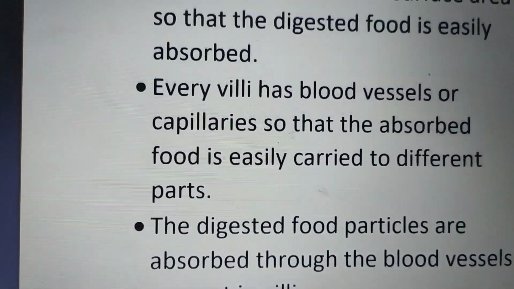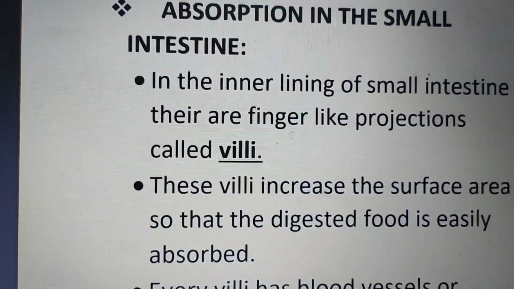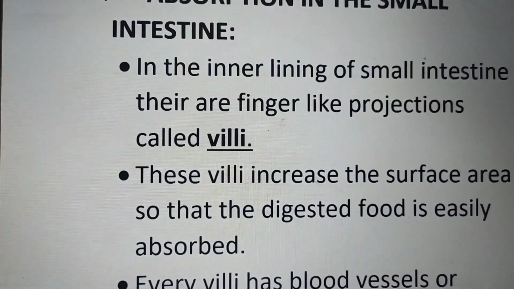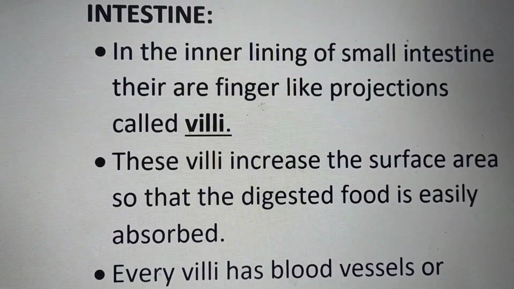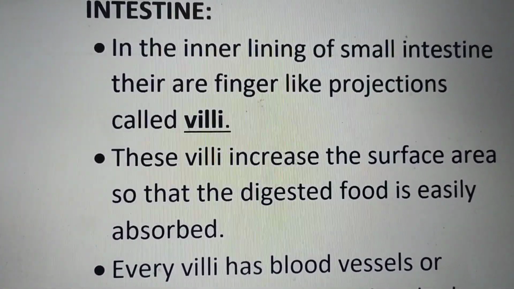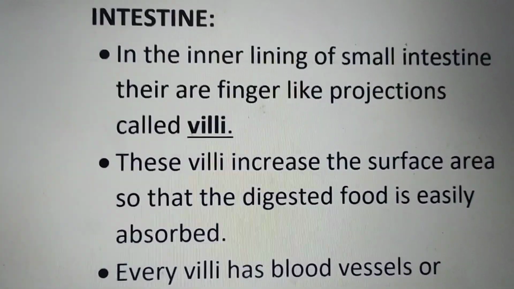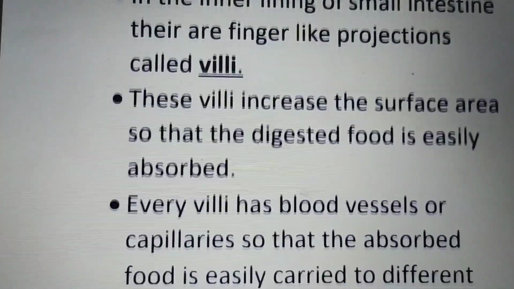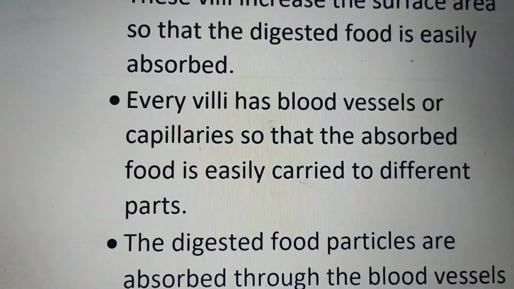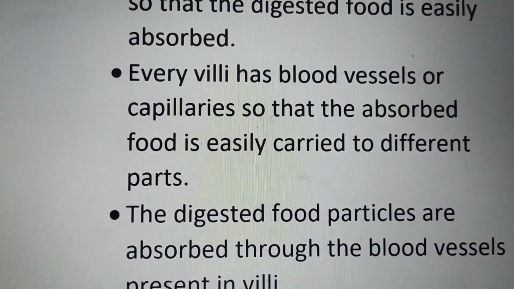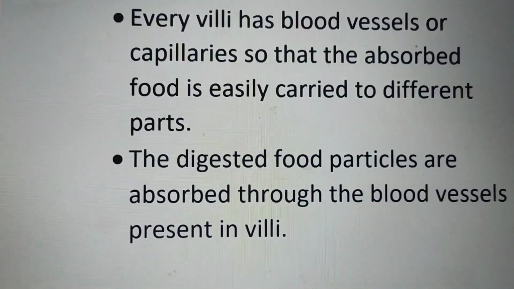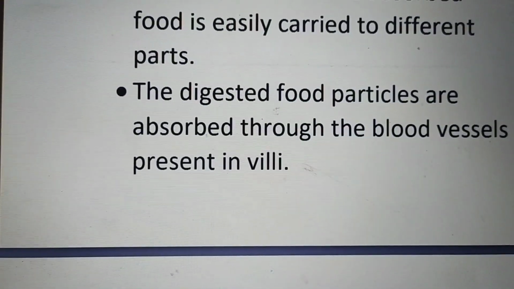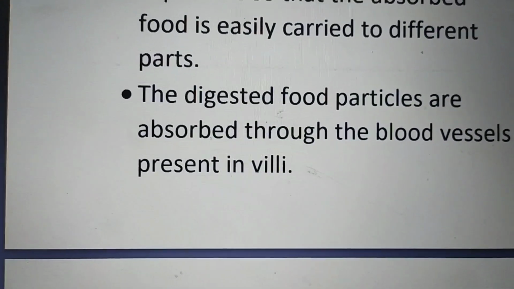So this small intestine is very, very important. I'll discuss it again: the small intestine contains the finger-like projections which help to increase the surface area, and these finger-like projections are called villi. Each villi has blood vessels or capillaries so that the absorbed food is easily carried to different parts. The digested food particles are absorbed through the blood vessels present in villi.